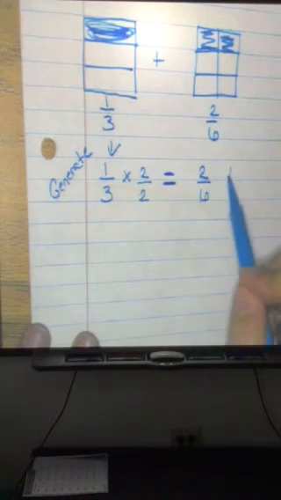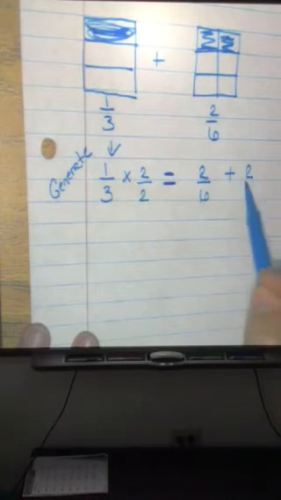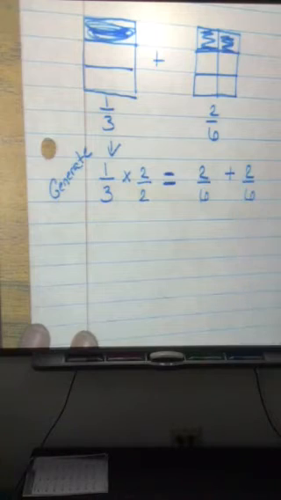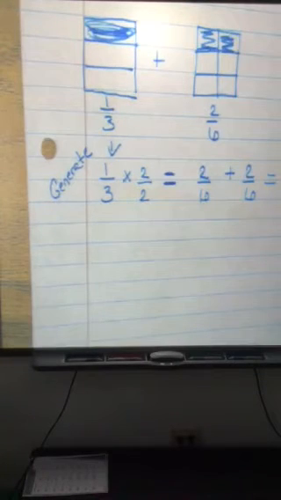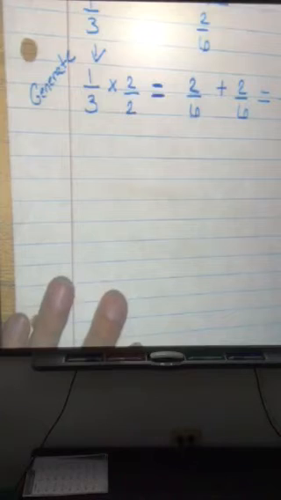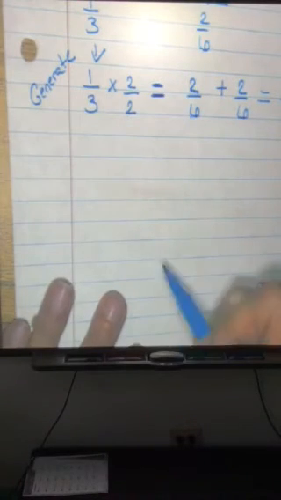Now I'm going to add my 6ths. 2/6 plus 2/6 equals 4/6. Now, we've talked about in mathematics, we always want to reduce our fractions and give our fractions in simplest form. So I'm going to do that with 4/6.